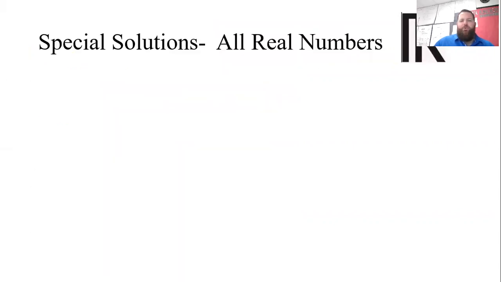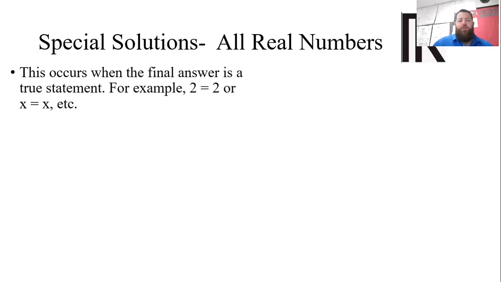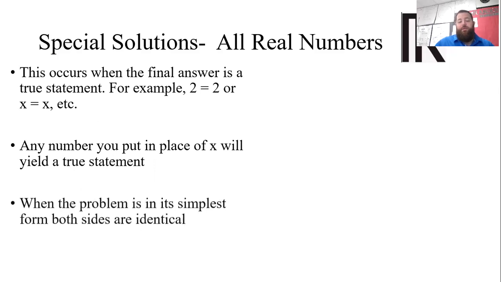Okay, let's talk about our special solutions. Special solutions are all real numbers. That's our first one we're going to talk about. And that is the symbol up there that you see on the top right of your screen. It looks like an R with two backs, but that is the symbol for it. This occurs when we solve an equation and the final answer is a true statement. For example, 2 equals 2 or x equals x. What it means is that any number that you can imagine and plug in for x will give us a true statement.